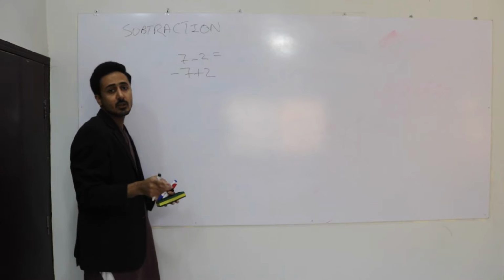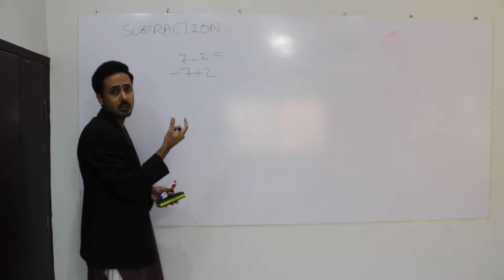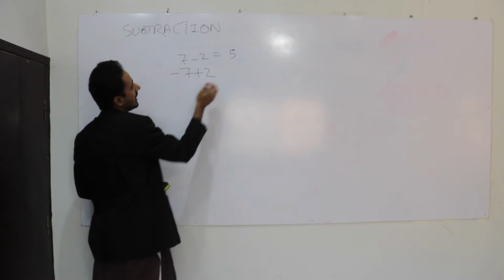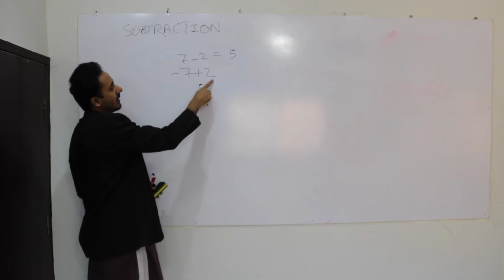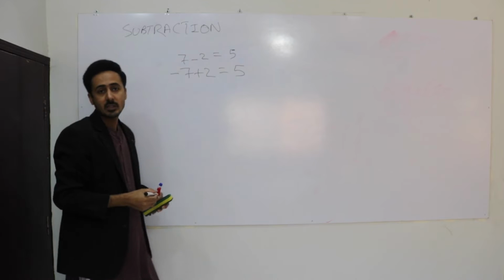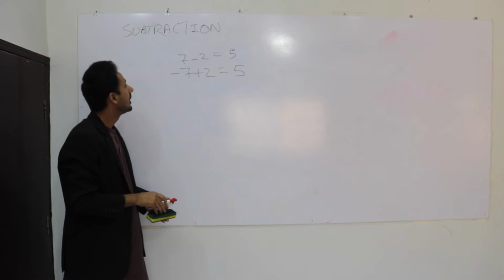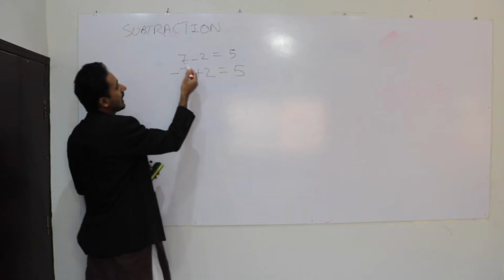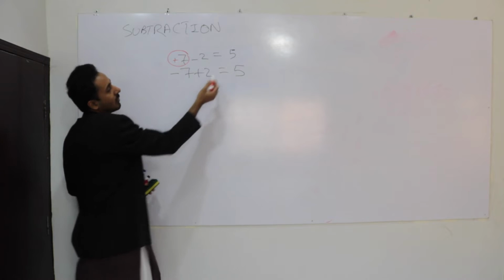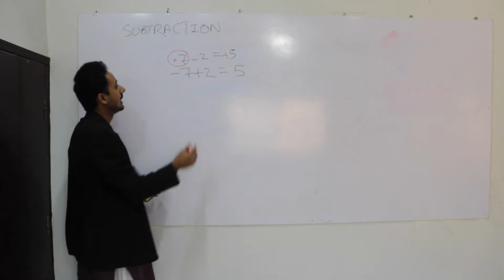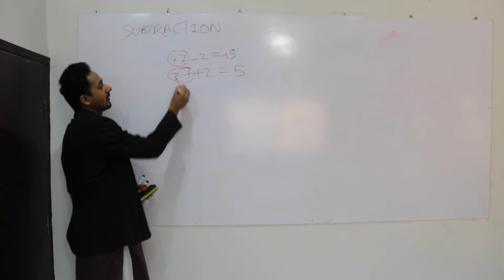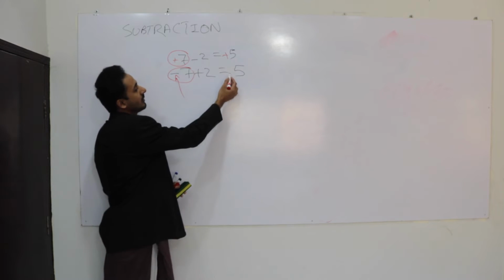You will subtract the smaller number from the larger number. So 7 minus 2 is 5. Here you will do the same thing, subtract 2 from 7, that is 5. But what is the difference between these two equations? The answer contains the sign of the larger number. Here 7 is the larger number and its sign is positive, so the answer will also contain a positive sign. Here the larger number is 7 and its sign is negative, so the answer will have a negative sign.